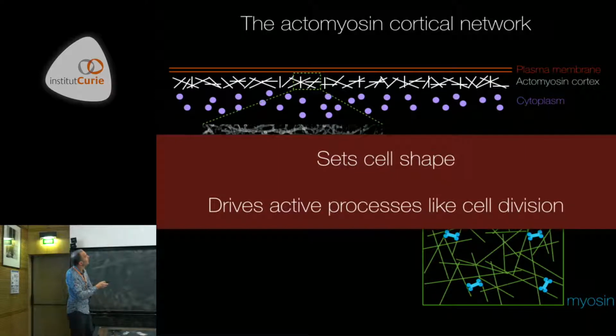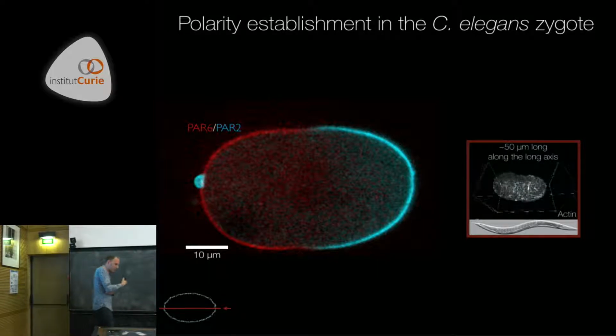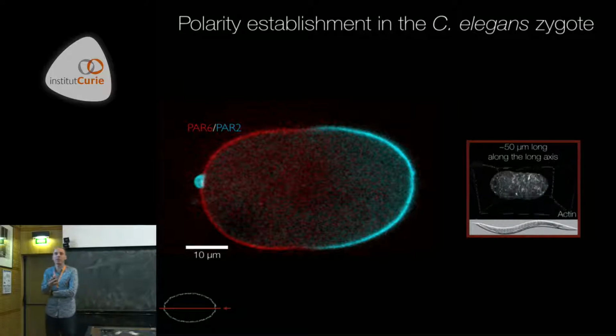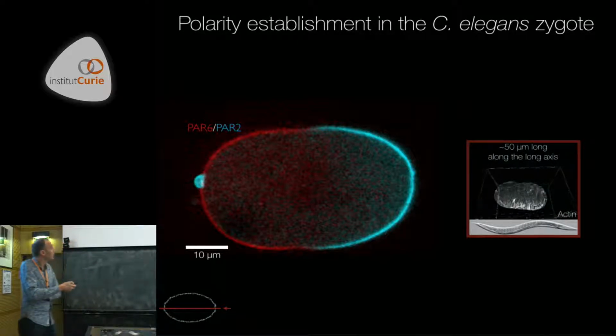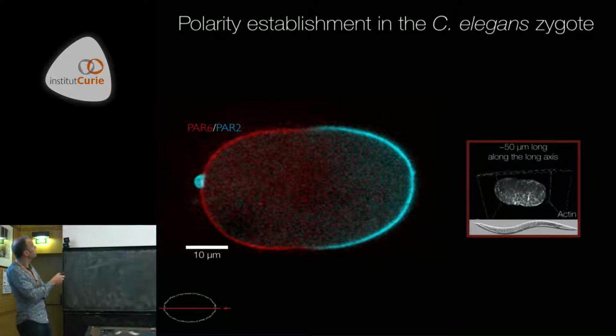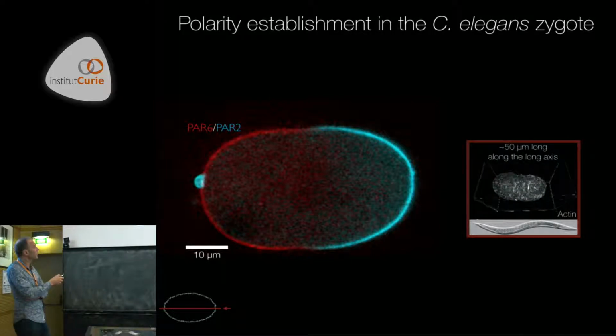So this structure is responsible for setting cell shape, for driving active processes like cell division, and of course it couples to chemistry. So how does it couple to chemistry? To study this, we spent the last more than 10 years now thinking about this coupling in a system that is perfect for studying these types of couplings, which is the developing C. elegans embryo, and in particular the one-cell stage C. elegans embryo. So you're seeing that here.